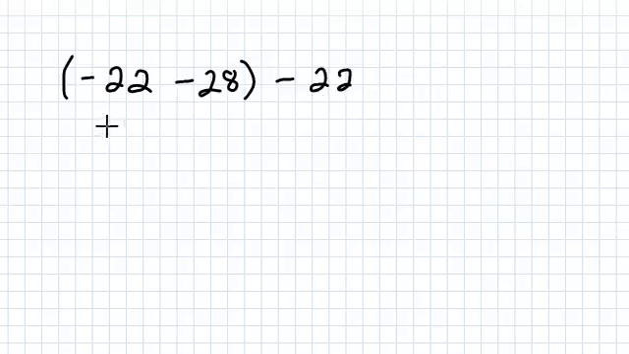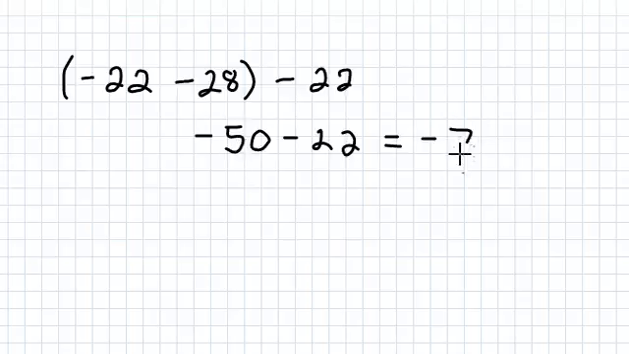Let's see if we can quickly come up with the answer here. 8, 9, 10, 4, 5, so that's 50, right? So it's going to be a minus 50, and then a minus 22, and I'll let you come up with that. It's going to be a negative. I don't know, I'll help you out here. 5, 6, 7, 72. Alright, negative 72.